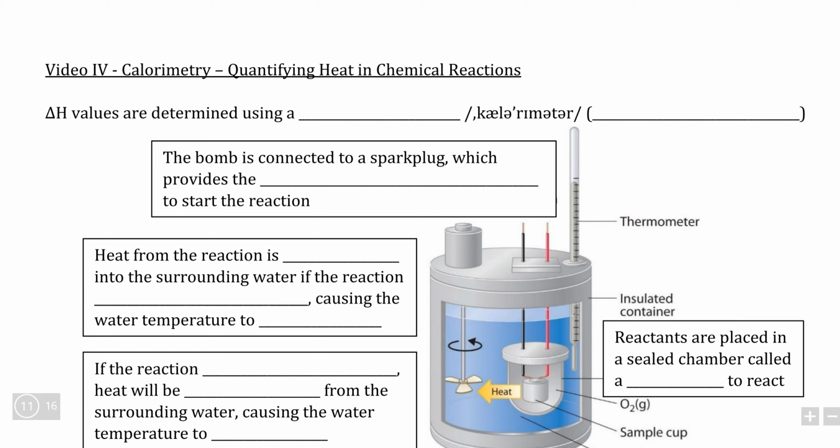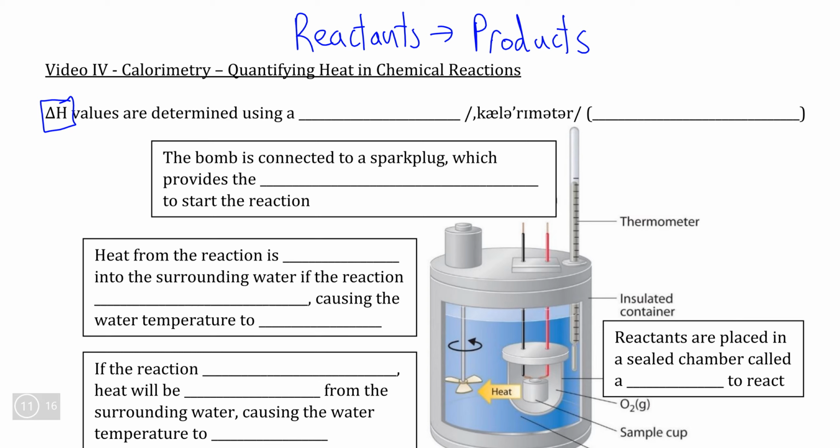In this video, we're going to look at how Q equals mcΔT can be used to find a measurement that we call ΔH. ΔH is a measurement of the change in energy in a chemical reaction that occurs when reactants are converted to products. If ΔH occurs in the products, that means that this reaction produces energy, which is then released into the environment as heat.